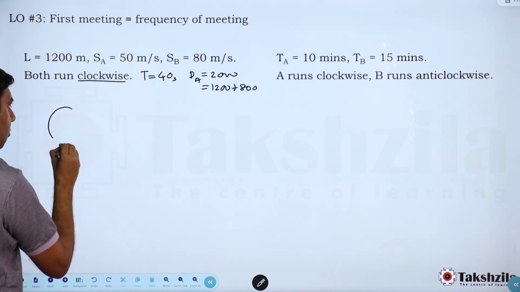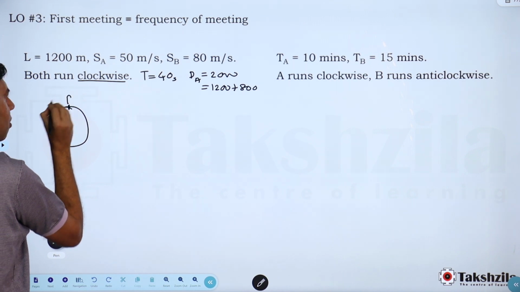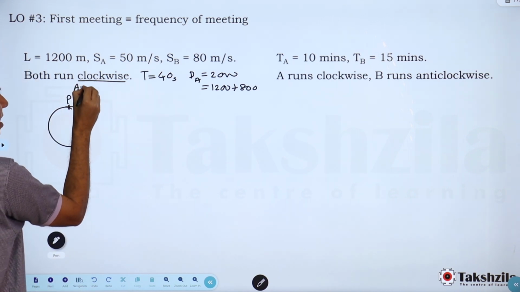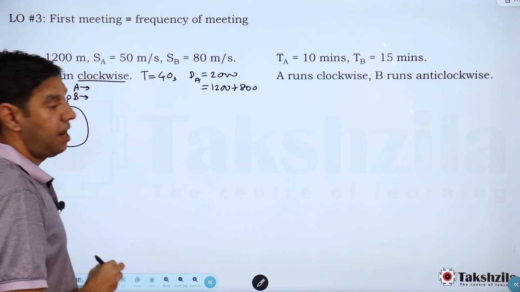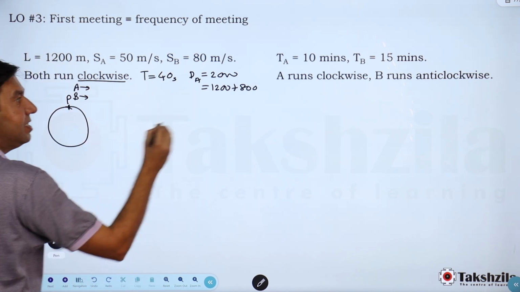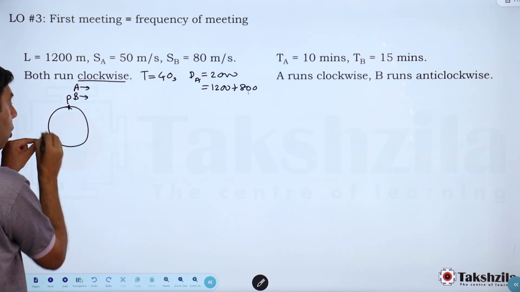So we take a small track. This was the original start. Let's call it P, and both A and B were at this point and they were running clockwise. Now A here runs a full 1200 and 800. Now this 800, how do I plot it over here?